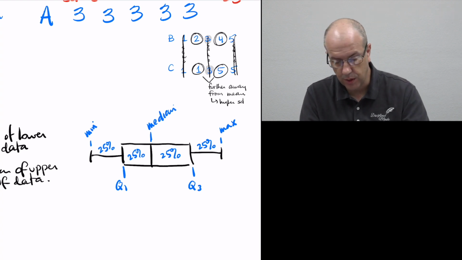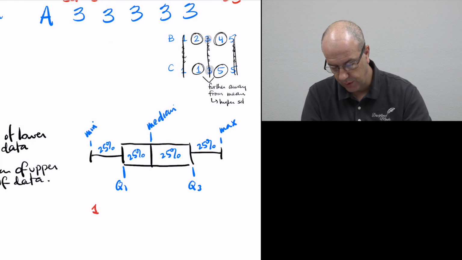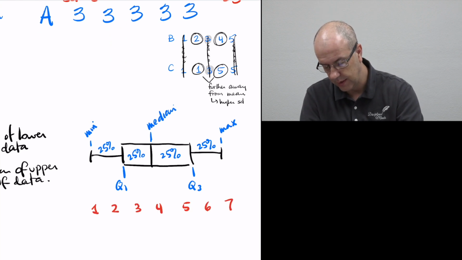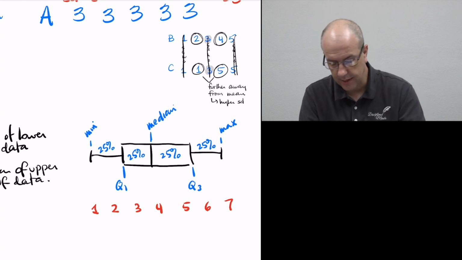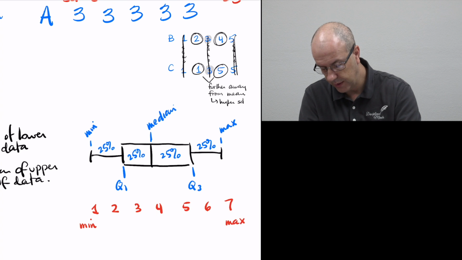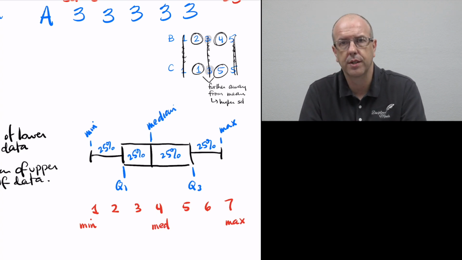So let's do this real quick. I'm going to give you a data set here. Let's do something very simple, 1, 2, 3, 4, 5, 6, 7. And we would look at this and say, okay, the minimum is 1, the maximum is 7, the median is 4, right in the middle.